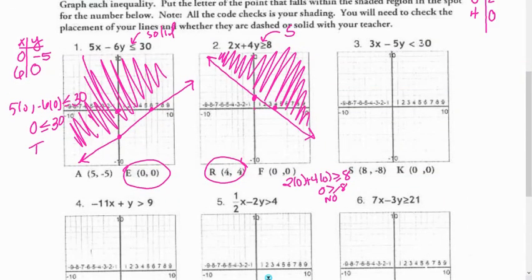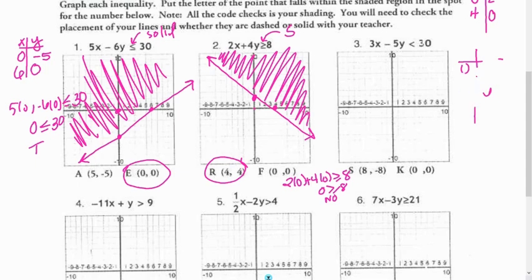Again, I'm going to make a t-table. And I plug in 0 for x, I get -3. 0 for y, I get 5. That is not right at all. I was thinking that was 15, but it's 30. So, let me erase these. Not highlight, but erase. There we go.